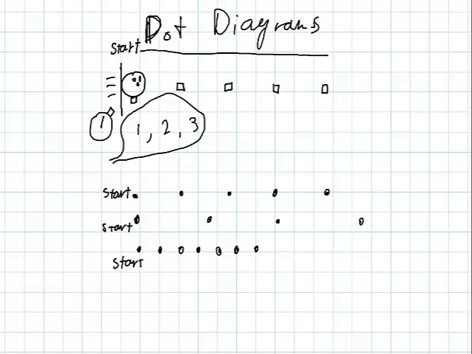Let's look at some other examples quickly. So let's say we have two dot diagrams. One dot diagram that looks like this, and one dot diagram that looks like this. Okay? So think to yourself, what is the difference between these two dot diagrams? If you need to pause the video, I'll give you a minute to pause and think about what these two dot diagrams are telling you.